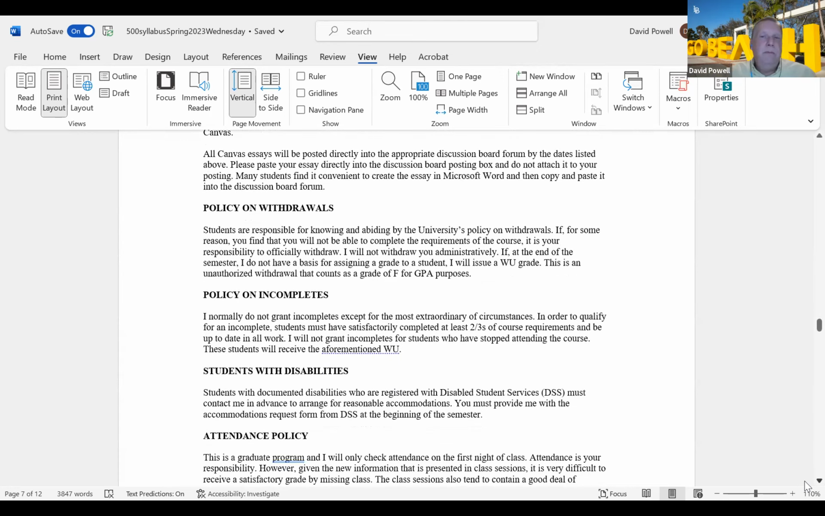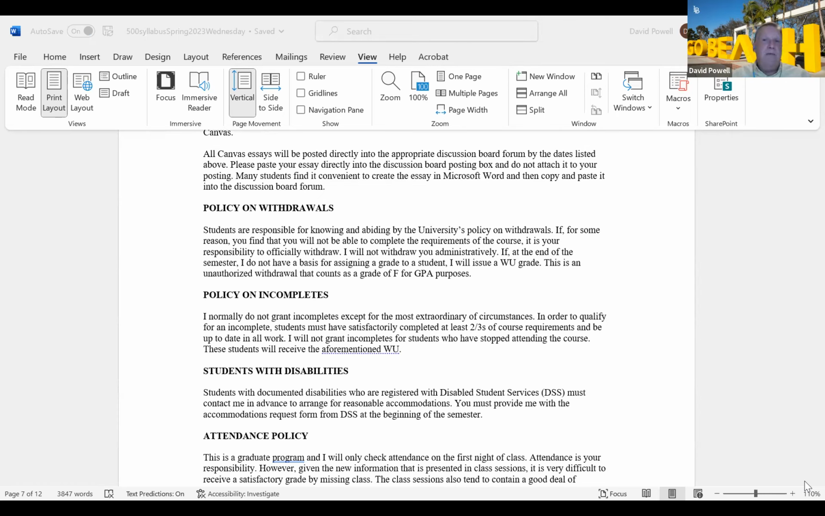Policy on withdrawals, this is important in that the university allows instructors to administratively withdraw people if they don't show up to class or if they're not turning in assignments. I don't do that. I leave that to you. So if for some reason you're not able to complete this class, life has intervened and you're not able to take the class this semester, please do go through the formal withdrawal process, because when we get to the end of the semester, or for us, when we get to the middle of March, whenever I have to input grades, if I don't have a basis for assigning a grade, I will have to give what is called a WU, which is an unauthorized withdrawal.